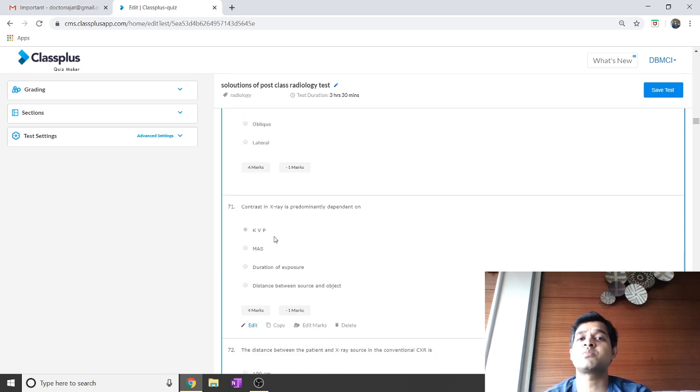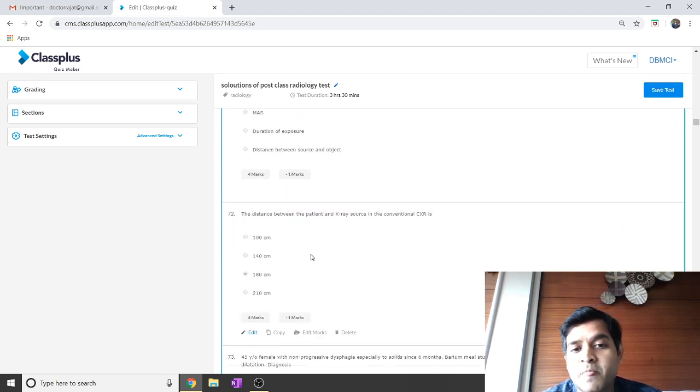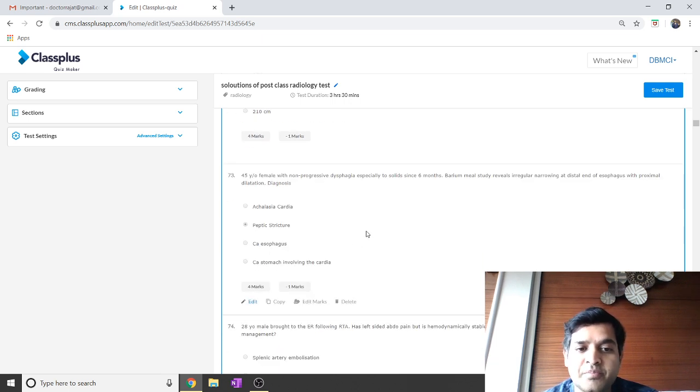KVP is the most important factor on which contrast is dependent. We have discussed it in detail in the class. So MAS tells you the background blackening. KVP tells us penetration. Contrast is dependent on both KVP and MAS, but KVP is more important than the MAS. 180 centimeter is the distance between the patient and X-ray source in a conventional chest X-ray.